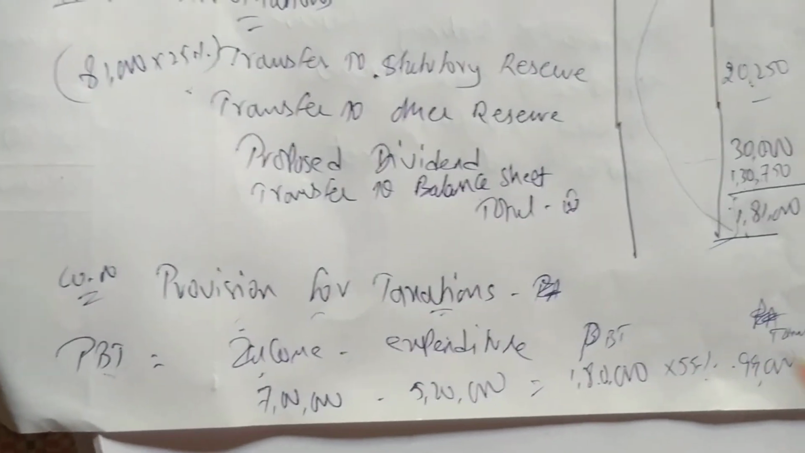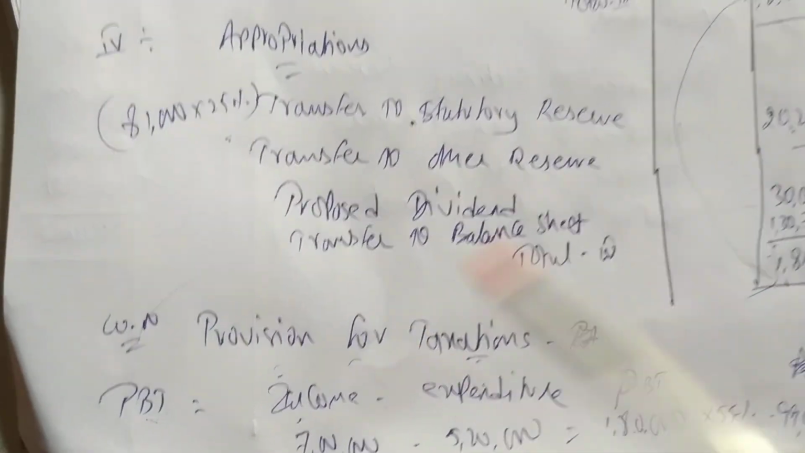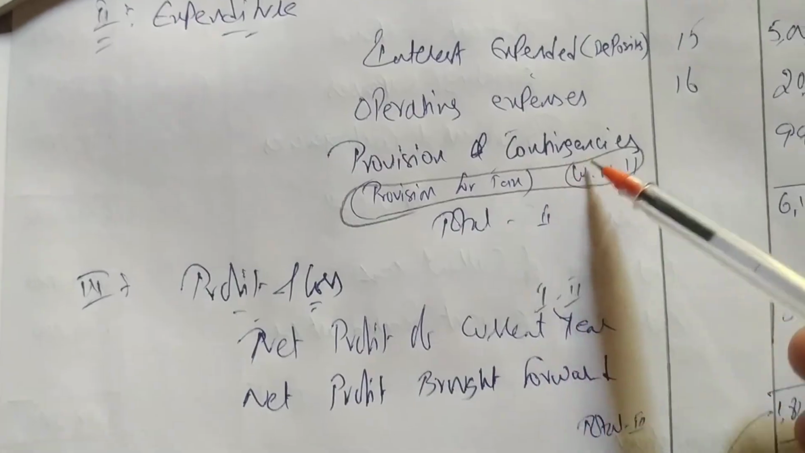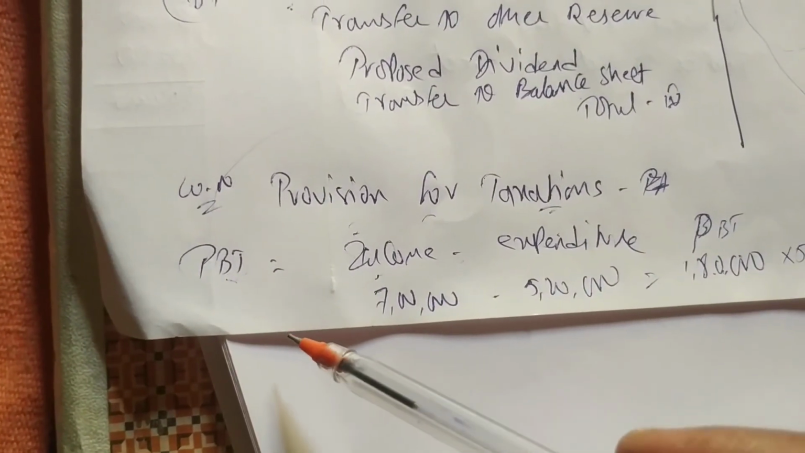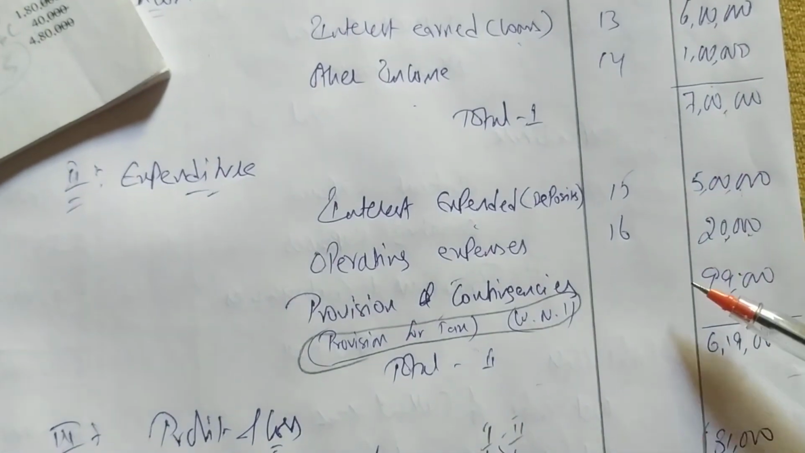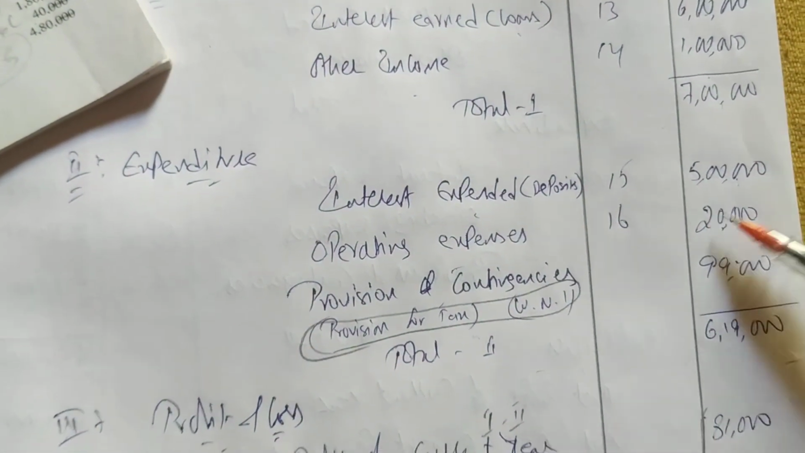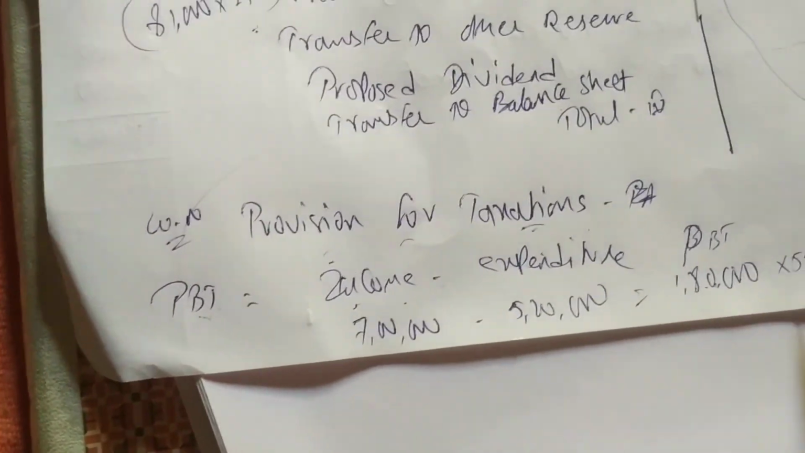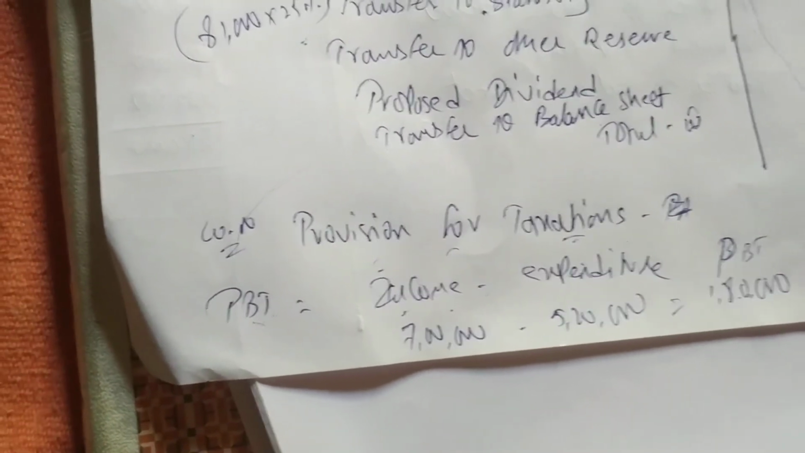In this problem only one calculation you have to do, that is provision for taxation. Okay, provision for taxation we have to do. How to do? Profit before tax, that is income minus expenditure. Only this income you consider, 7 lakhs. This you do not consider. 5 lakh 20 you deduct. You get 1 lakh 80. On that 55%, 99,000 you are getting.